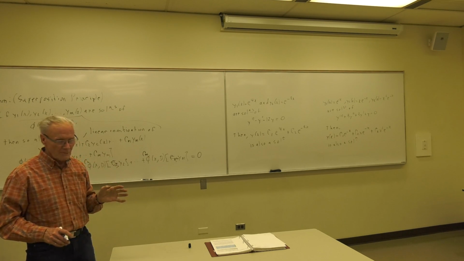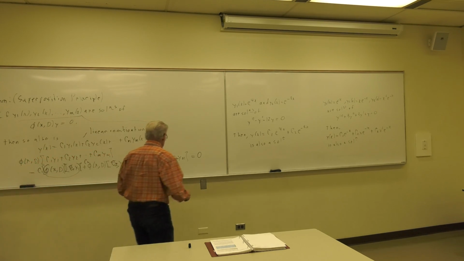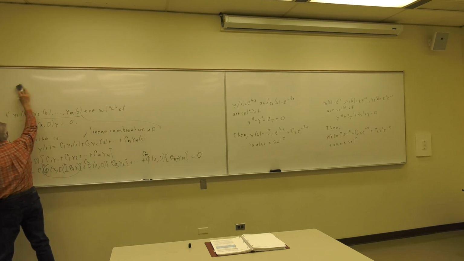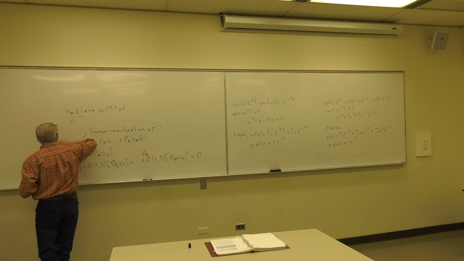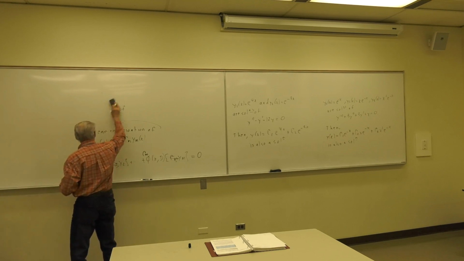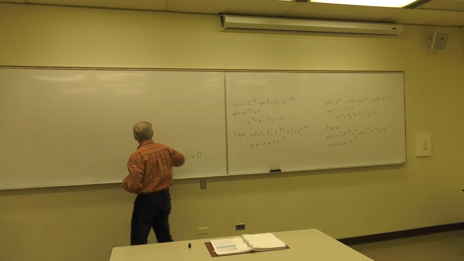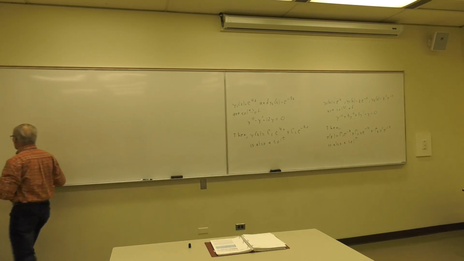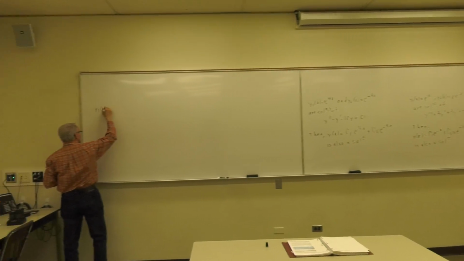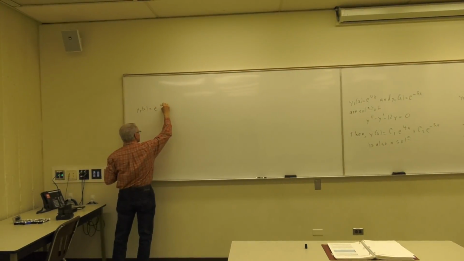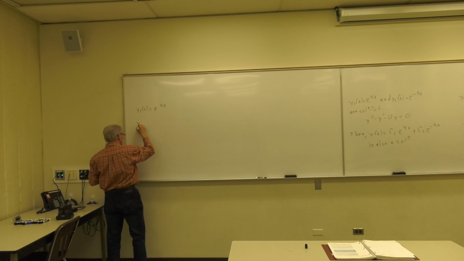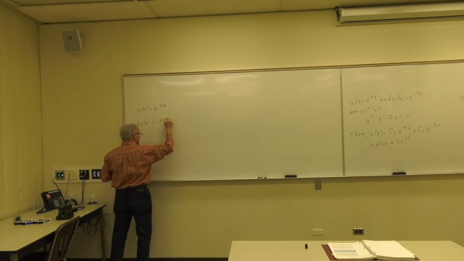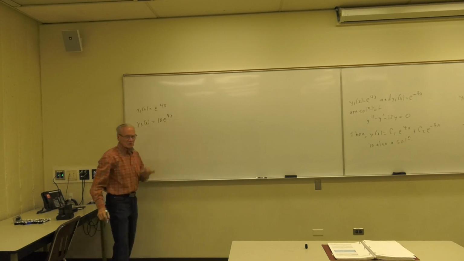But there's a problem if we're not careful. Here's the problem. If I go to that first example, I know that y1 of x equal to e to the 4x is a solution. Question is, let's call it y3 so we don't confuse it with that one. 10 e to the 4x, is that a solution?